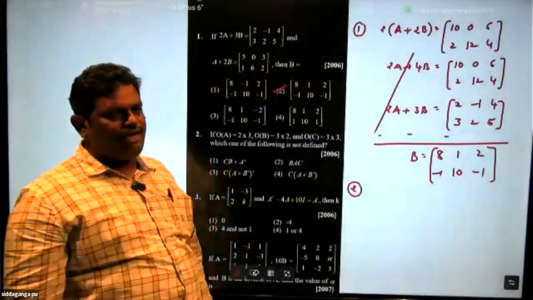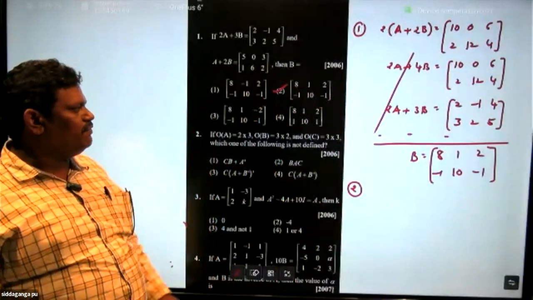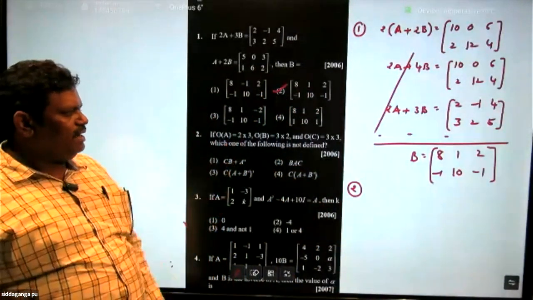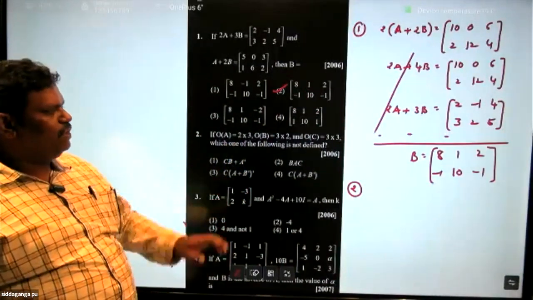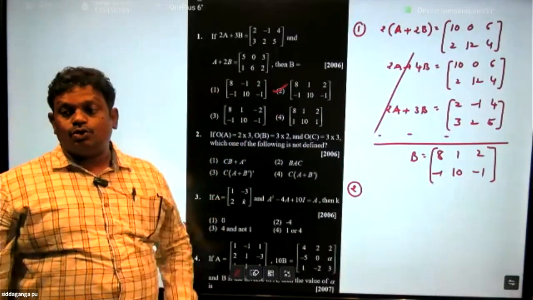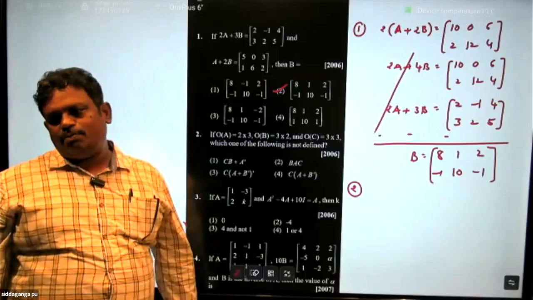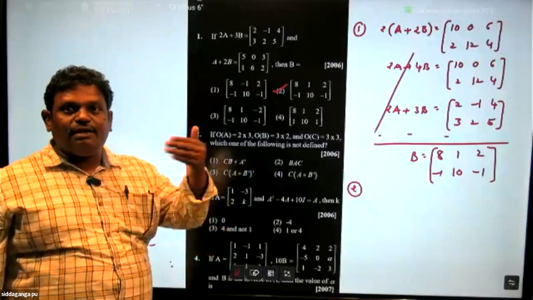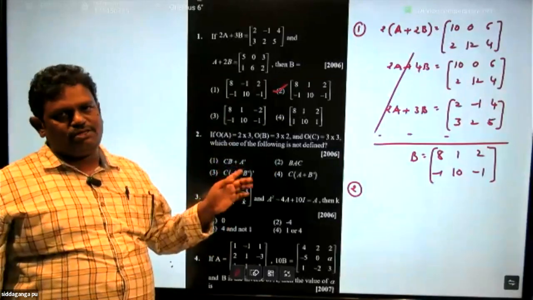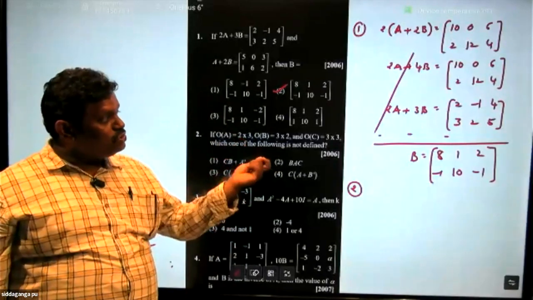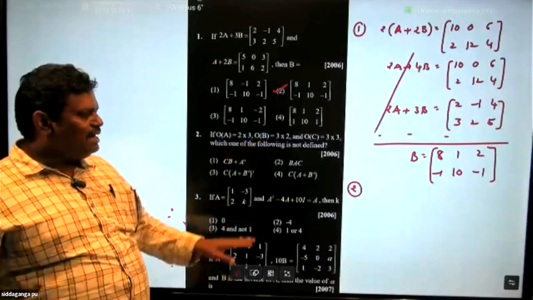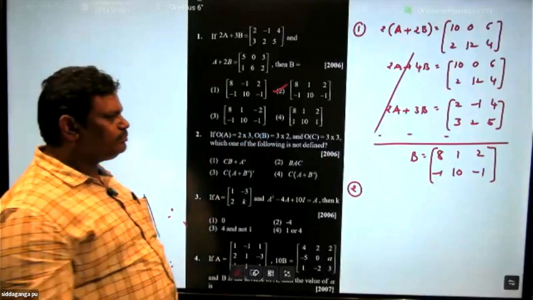Order questions are very important. Here what they gave: order of A matrix 2 by 3, order of B matrix 3 by 2, order of C matrix 3 by 3. Which one of the following is not defined? Not defined questions are also very important. Sometimes we find one defined and put the tick on the first answer. That's why we read the question carefully. So which one is not defined here? Directly I can choose the fourth option.